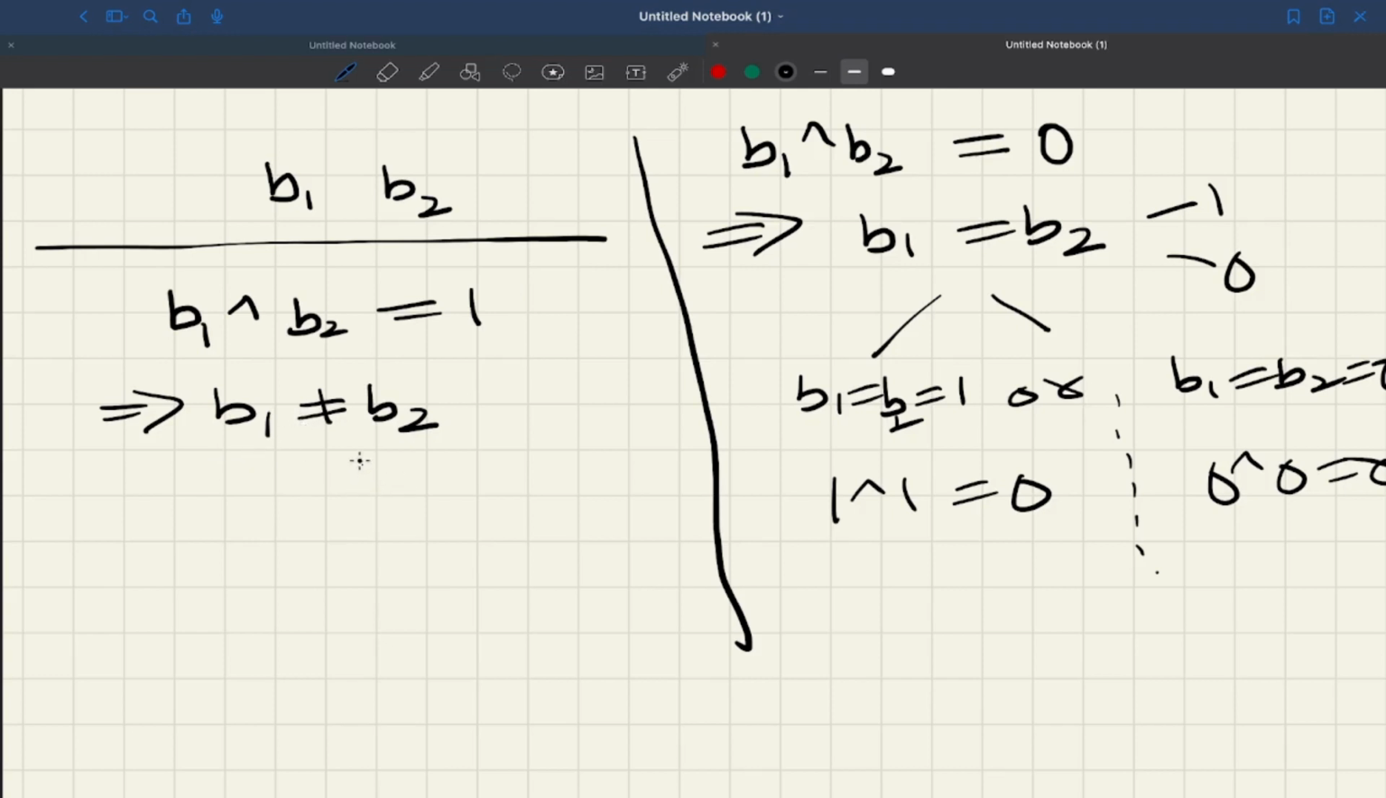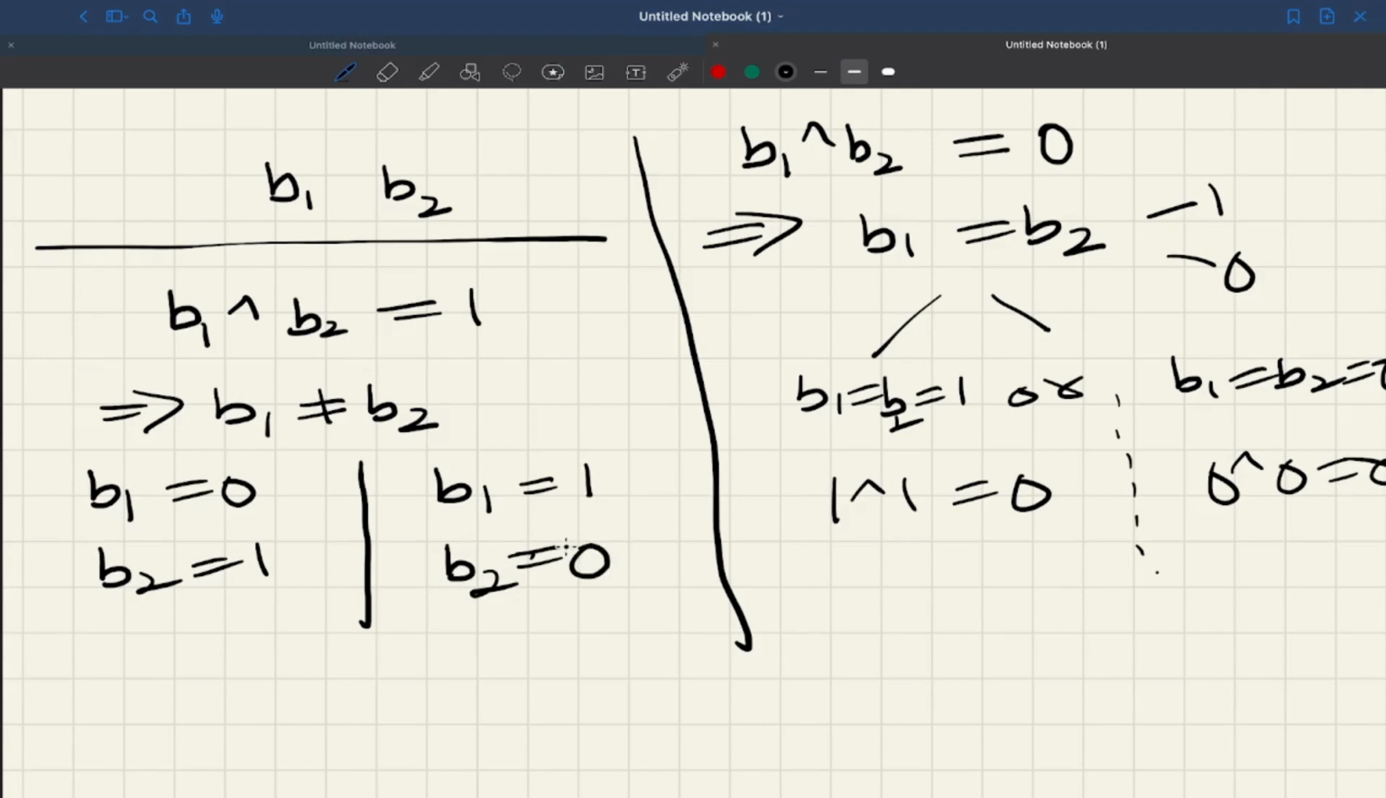So here two cases are possible: B1 equal to 0 and B2 equal to 1, both are different, or B1 equal to 1 and B2 equal to 0, right? Only these two cases are possible when the result bit is 1.